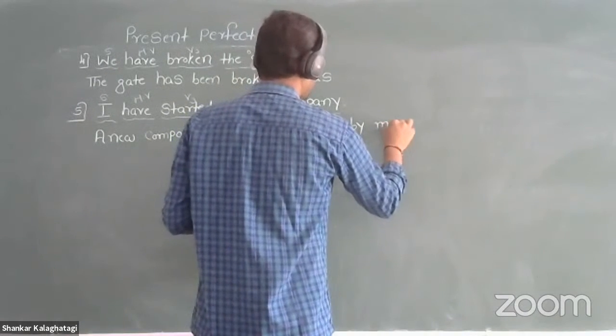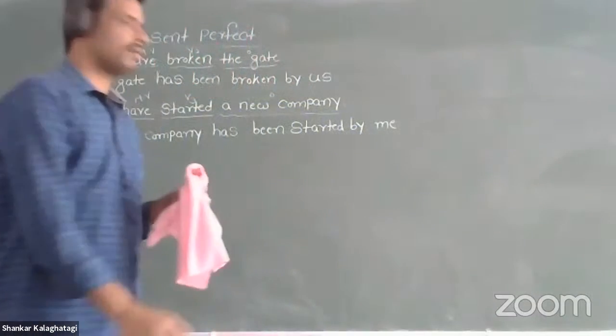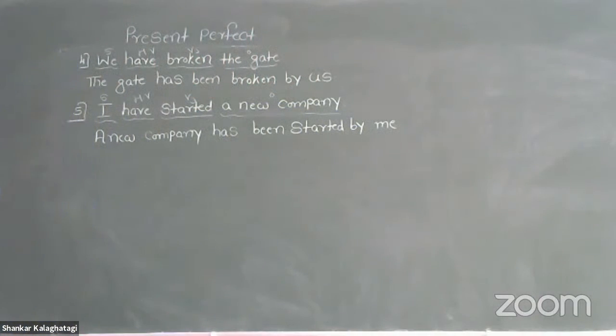I changes to me, so the object form is "me." A new company has been started by me. So these are the five examples for the present perfect.